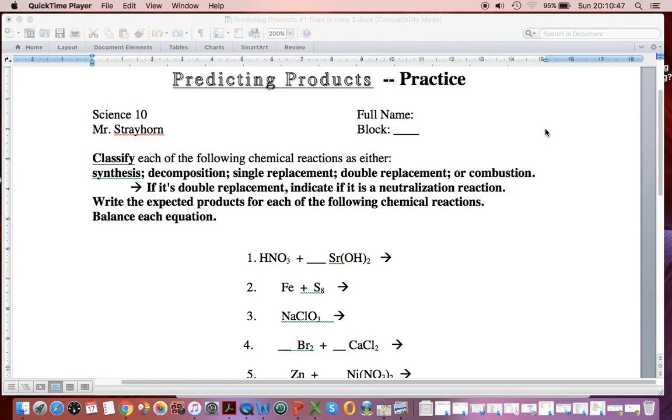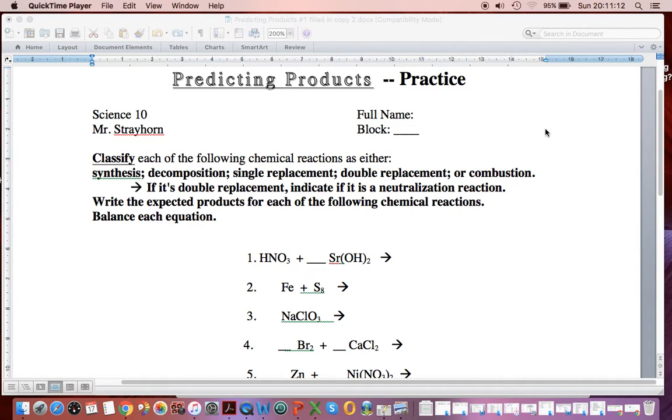Good day. We are looking at producing some predicting products notes. So find your predicting products practice sheet and do not hand this in. You should also have your periodic table, your table of complex ions, and the sheet you got earlier called Predicting Products Rules of Thumb. So hopefully you have those things, those are your tools in your toolkit.